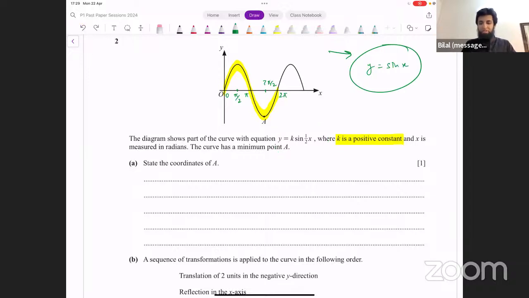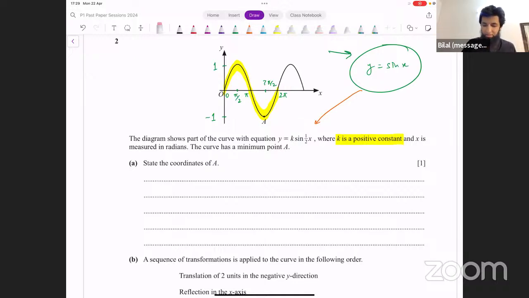Now, what's happening here? Instead of sine x, there are two things happening. So remember, in sine x, on the vertical axis, we've got 1 here, and we've got -1 here. These are the maximum and minimum points of this curve. Now, what is changing in this function? You're multiplying by k outside. What that means is there's a vertical stretch of scale factor k, or you can say the amplitude of this graph would be k in this case instead of 1. All right, so the amplitude in this case is going to be k.